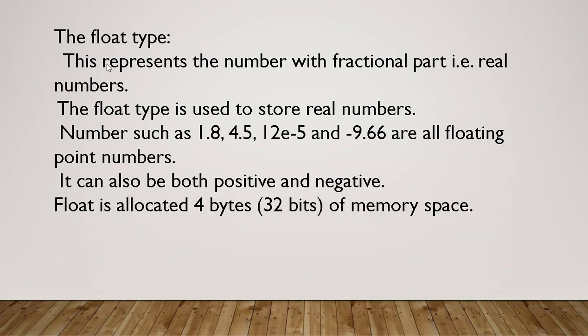The next data type is the float type. This represents a number with a fractional part. Fractional part means it contains both the whole number as well as the decimal point. The float type is used to store real numbers. Examples for float type are 1.8, 4.5, 12e minus 5 and minus 9.66, which are all floating point numbers. It contains both positive and negative numbers. Float is allocated 4 bytes of memory space, which is equivalent to 32 bits.